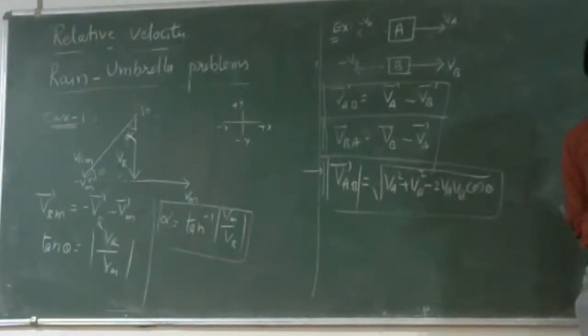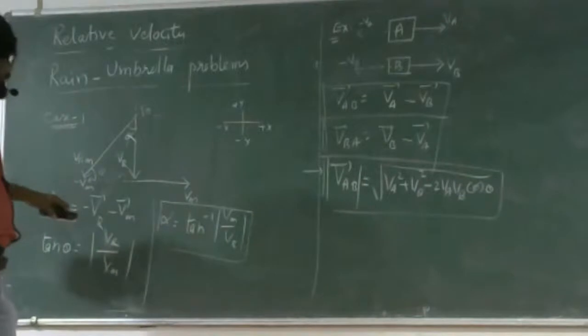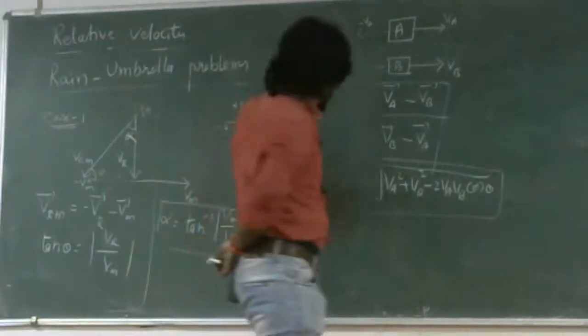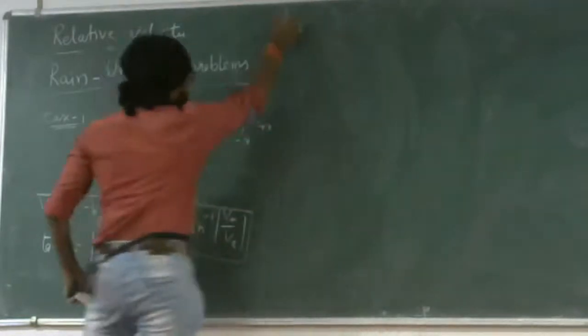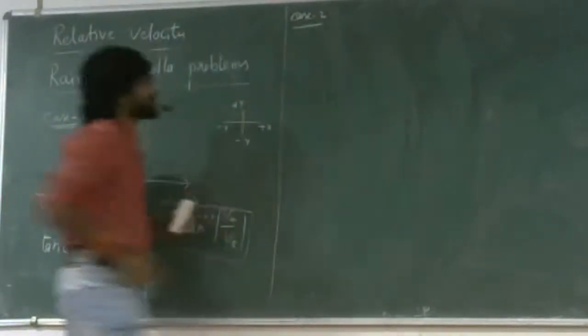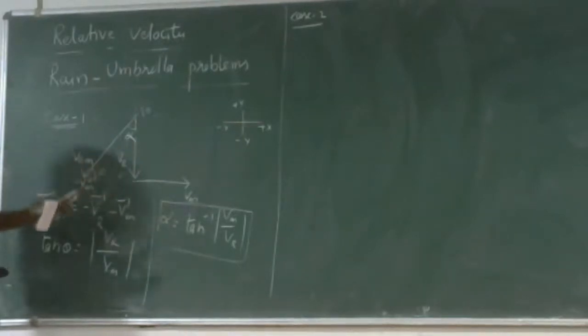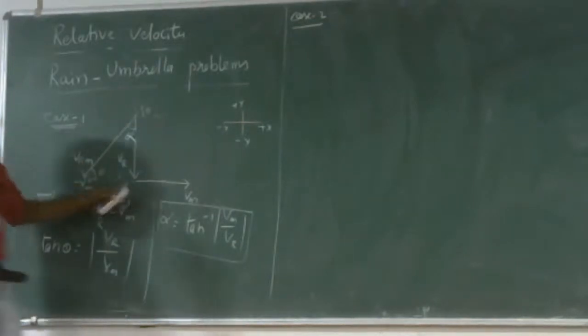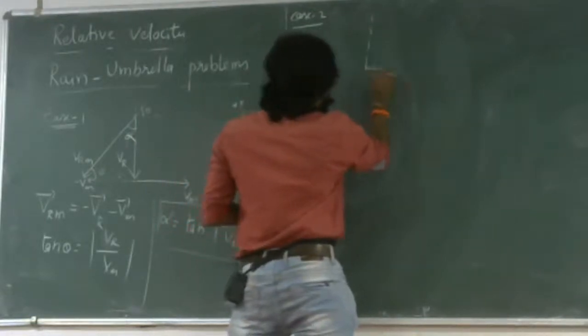Copy it, everyone. Right. Next, another case. The case 2 is if, of course, rain is falling vertically. It is raining vertically down. But in another case, instead of falling vertically down, let us consider it is raining at some angle with respect to vertical. This is vertical. Here, a man is moving.